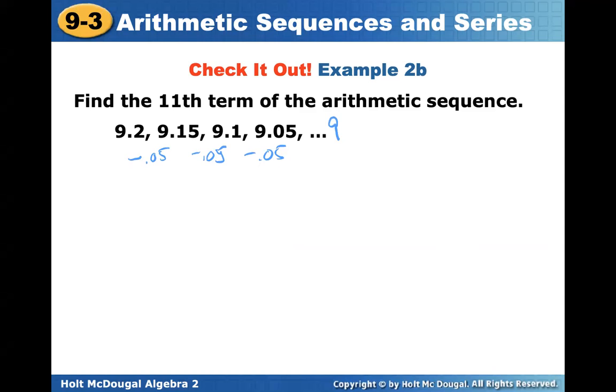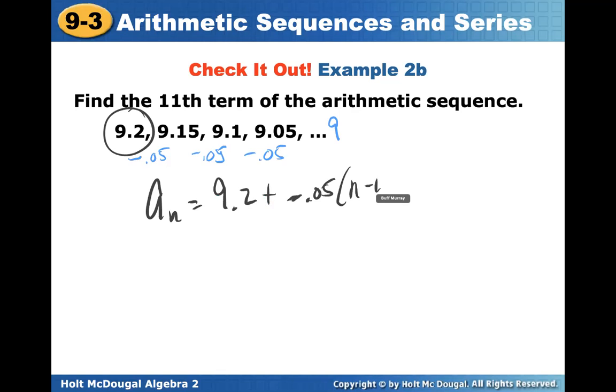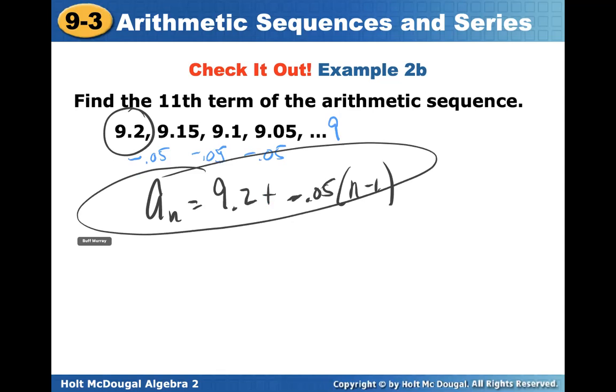So the easiest way, in my opinion, to find the 11th term would be to say, all right, any term is the first term plus the common difference times n-1. Once again, I turned it around just because I think it looks cleaner. If you write it the other way, it looks like you're subtracting 0.05, right? So I think it looks better this way, but once again, I'm not trying to confuse you. All right, so this should help us find any term of that sequence.